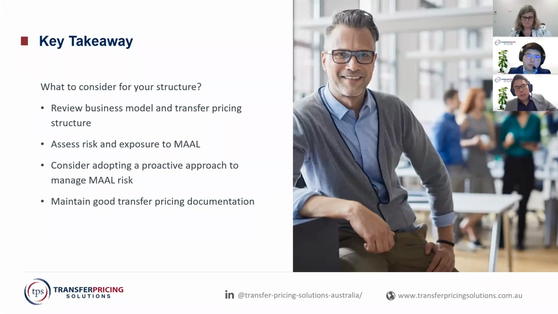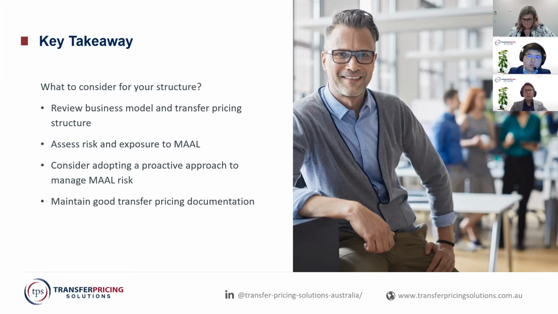Right. So basically, first you need to review your business model and transfer pricing structure. You should perform, I would say, an internal review across the group for similar schemes into Australia. You should assess your risks and exposure to MAAL by going through what we've gone through, the MAAL risk assessment. And then next, we should consider adopting a proactive approach to manage your MAAL risks by either a voluntary disclosure, or you should have an open discussion with the ATO, or undergo a TP planning and restructuring exercise so that you understand your supply chain for the group with respect to these schemes.